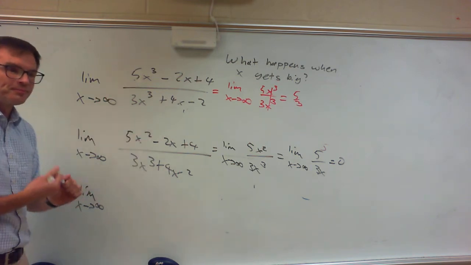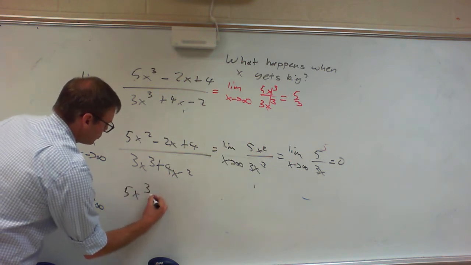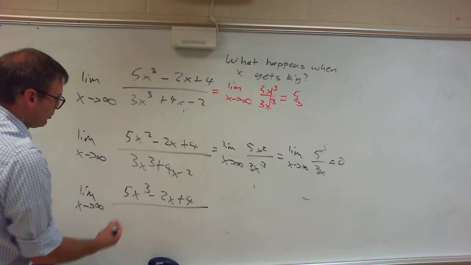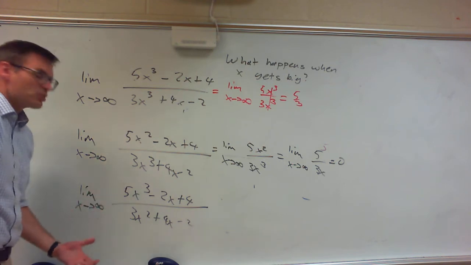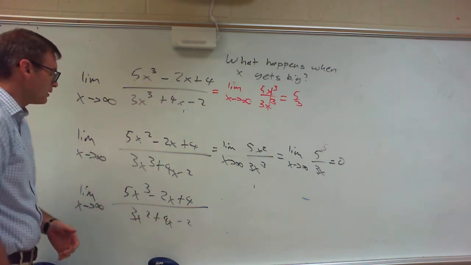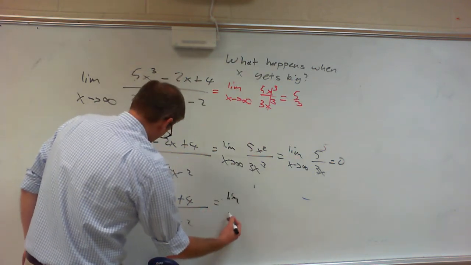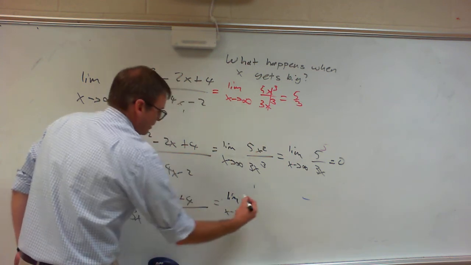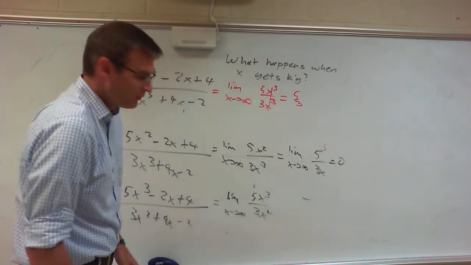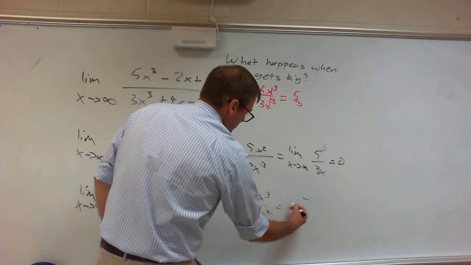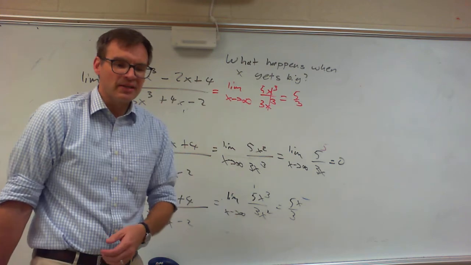So, next problem. What if I do 5x cubed minus 2x plus 4 all over 3x squared plus 4x minus 2? And I still ask the question, what happens when x gets big? Well, when x gets big, this goes away and this goes away, so I'm left with the limit as x goes to infinity of 5x cubed over 3x squared. This is going to reduce, that's going to give me 5x over 3. And now I ask, what happens to this as x gets big?